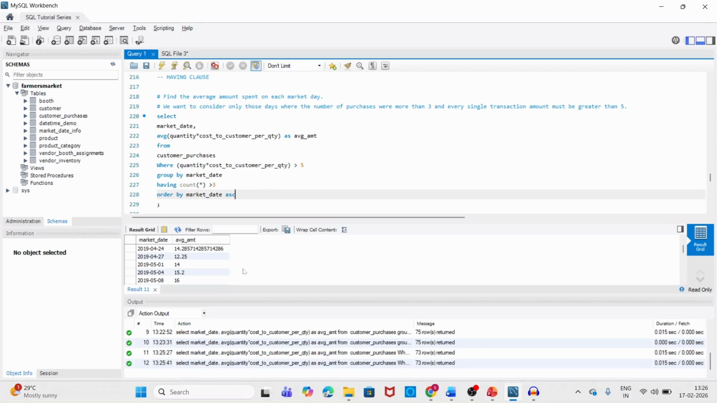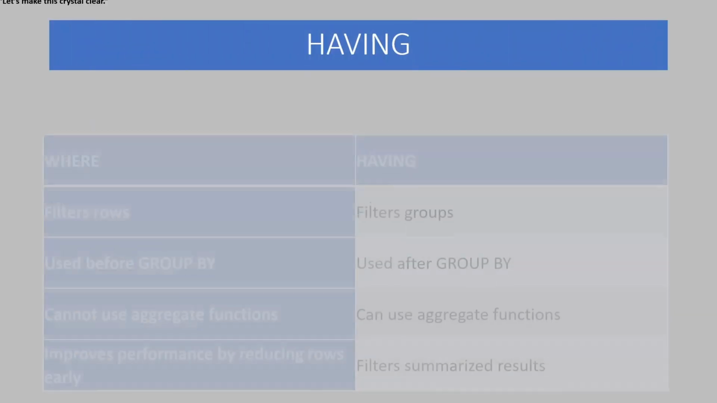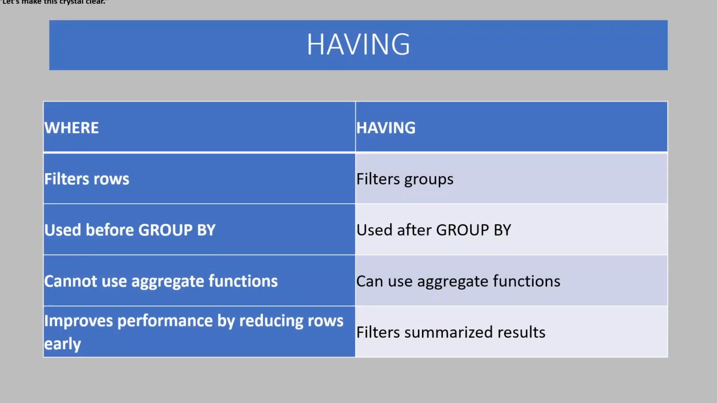Okay, now let me explain what the difference between where and having is, so that you'll have an idea. Okay, so this is a basic difference between where and having, and also this is one of the most asked SQL interview questions. Okay, if you want to crack a SQL interview, you need to know this. Now, where and having difference. Okay, like I said, where will filter rows, having will filter the groups. Okay, and where is used before the group by. Okay, and having is used after group by, because having filters the summarized result.